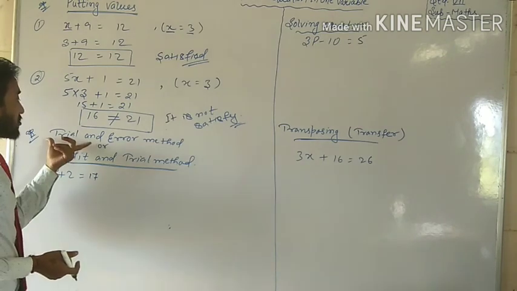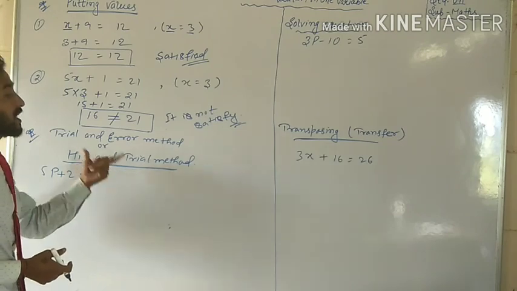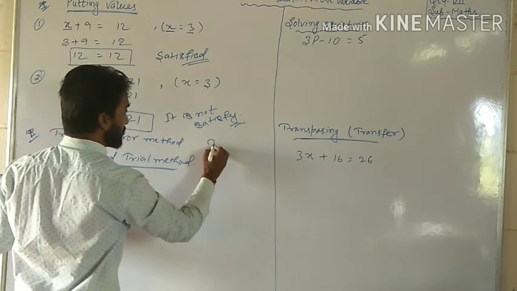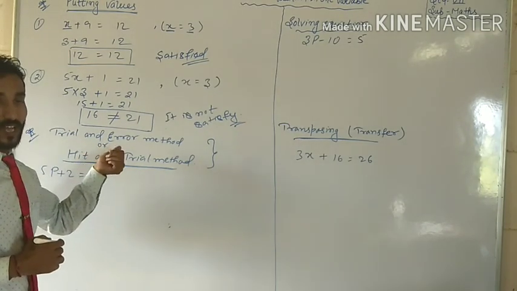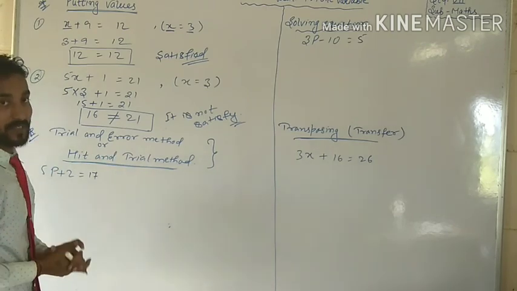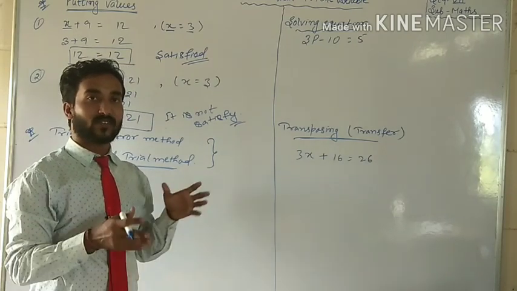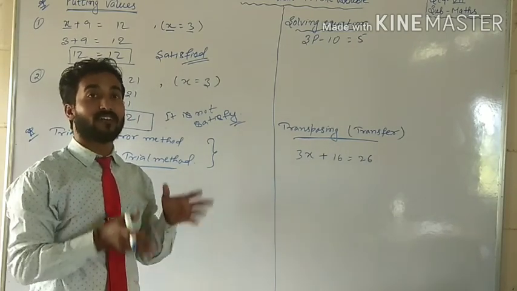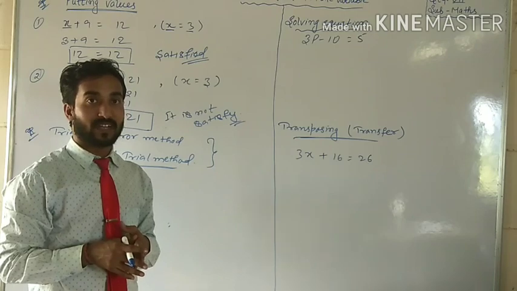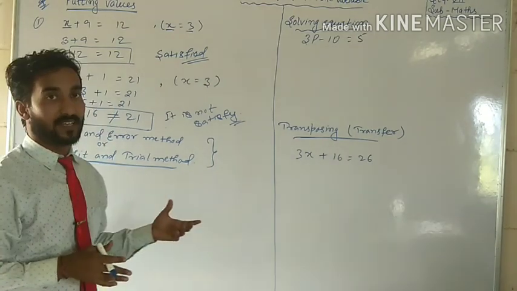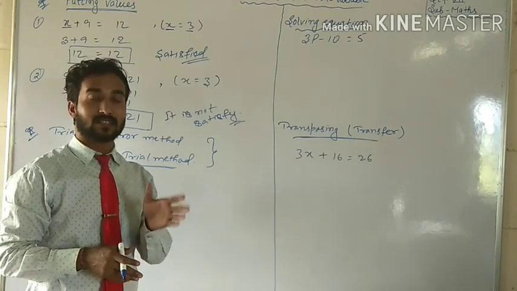Okay, students, now the trial and error method, or you can say hit and trial method. These are two names for the same method. In this method, an equation will be given and you have to satisfy the equation, LHS equal to RHS, by your own value. It means the value for which the equation will be satisfied is not given, and you have to find it out, until the equation is satisfied.